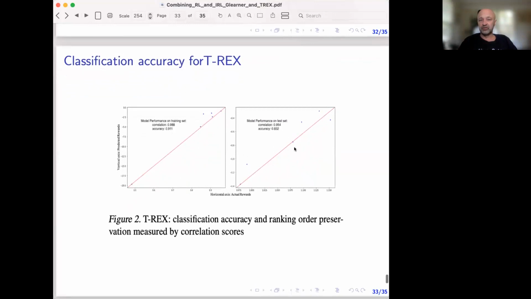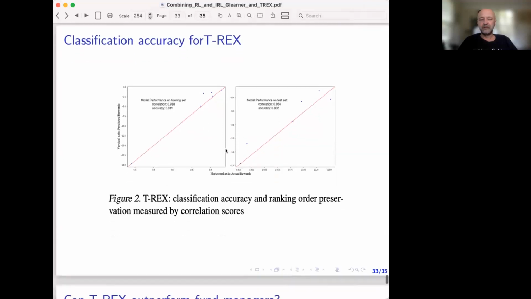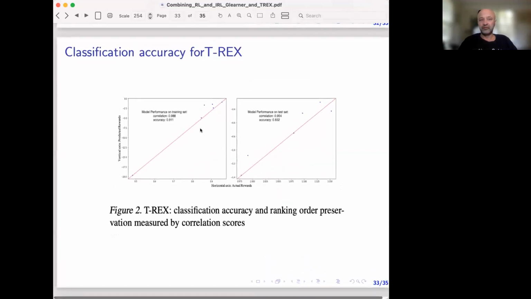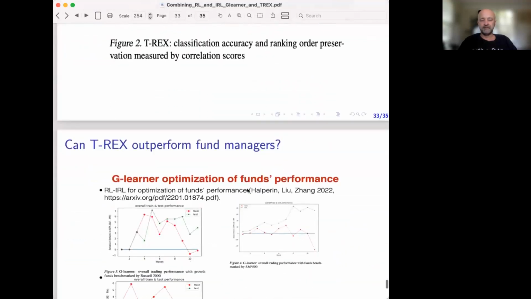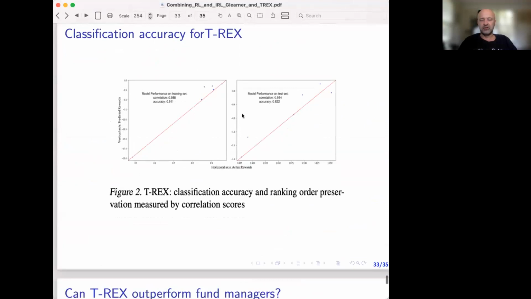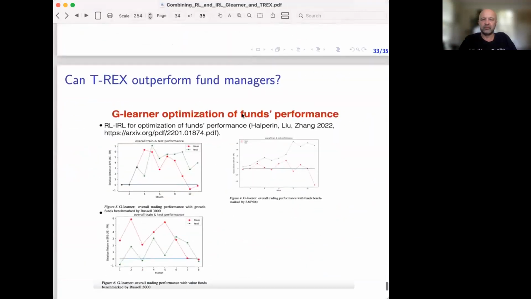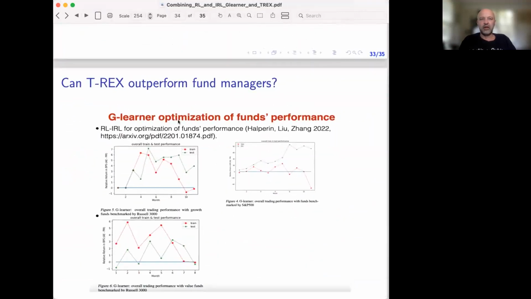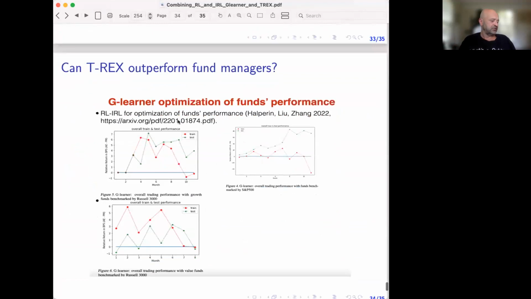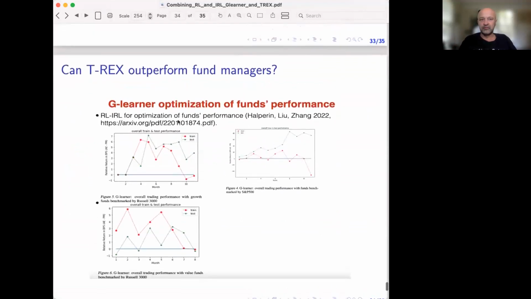What we found, according to these numbers, is little deviation between the train and test, which indicates that we do not overfit. The correlation between the theoretical prediction and the actual reward is high enough. It's nice, which gives some support for the adequacy of our model. And now the most interesting part is shown here.